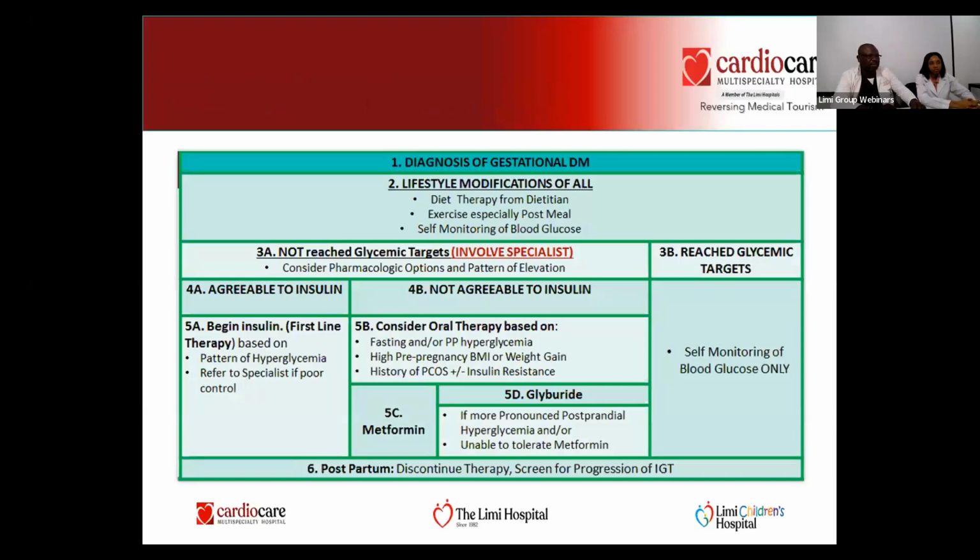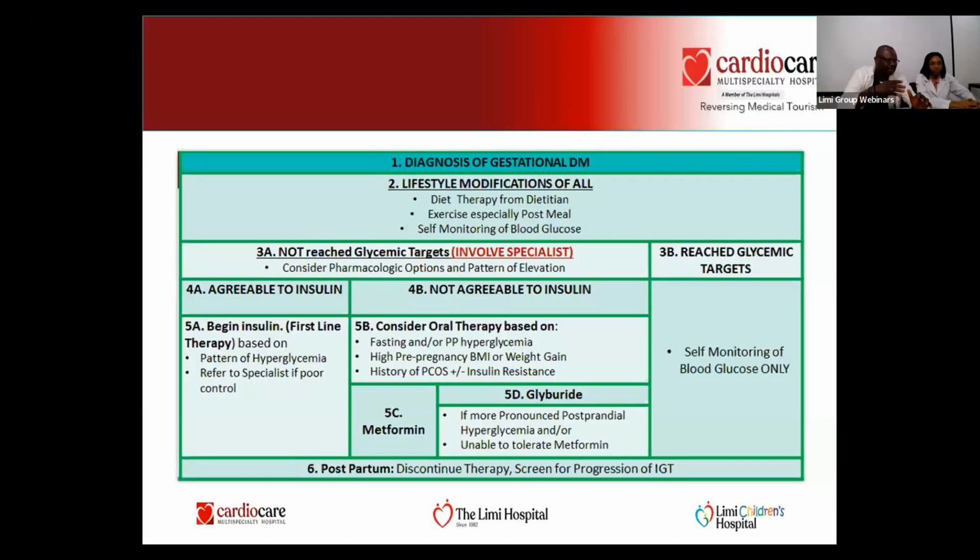So now this is an algorithm of what I was talking about. A patient presents to you, you're thinking of gestational diabetes. For the diagnosis, you have done your fasting at 24 weeks, 5.2, 5.3, the other one 10 point something or 11. So now it means you have passed stage 1.